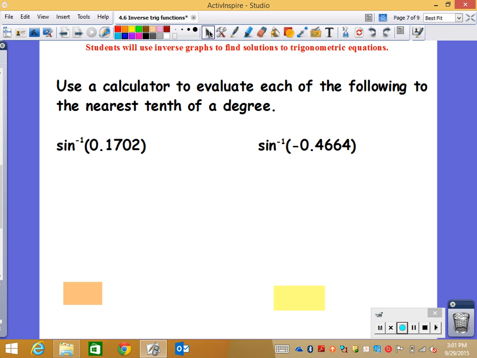So this part right here is just to help you and give you an example of where my buttons are in my calculator. So you could punch in, as long as you're in degrees here in your calculator, the inverse sine of 0.1702, and you'd end up getting 9.8 degrees.